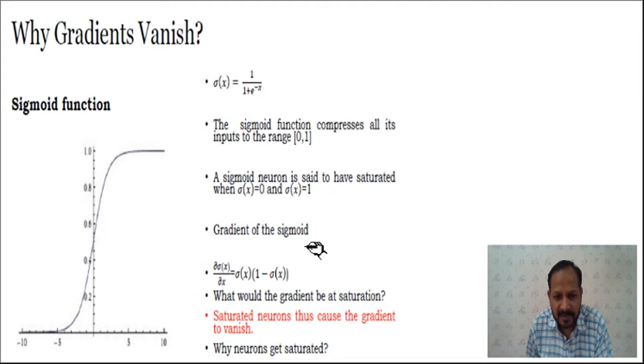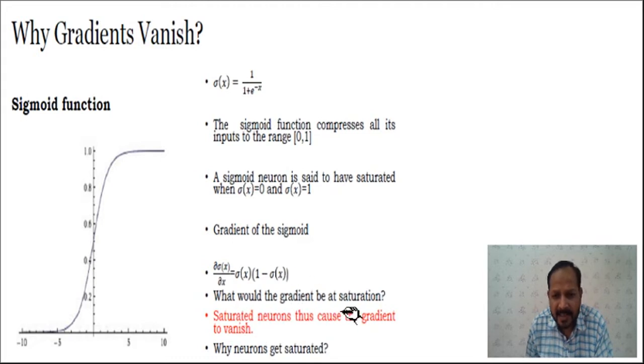Gradient of the sigmoid. The gradient of the sigmoid is given by the derivative of this function, d sigma by dx, which is given as sigma of x into 1 minus sigma x. So this is the derivative of this function. If you take the derivative of this function, you will get sigma x, the function itself, into 1 minus the function itself.